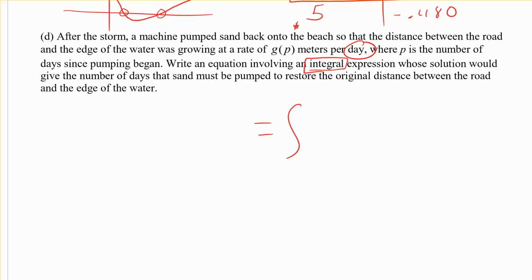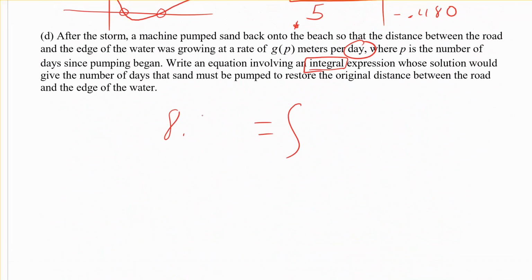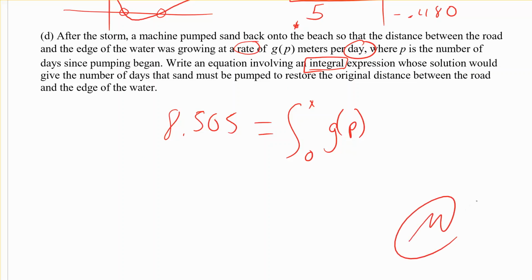So a couple options here. We could set it equal to 8. I guess that would be one option. We could just write that number, 8.505. And when will this equal that? And that's really kind of all we need. Here's our integral expression. We need to know when this integral, because we've got a rate, will equal 8.505. And then we can shut off the machine pumping the sand back on. Good math.